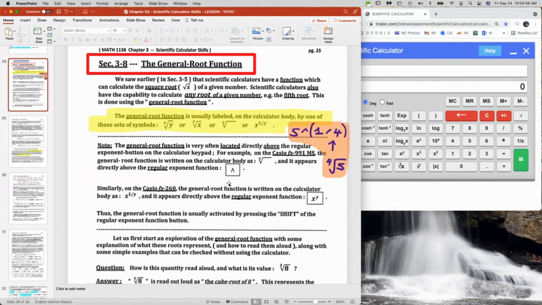Like you got to press the shift button or something. And you know the power button, like when you do x to the something, like 5 to the 2, over here maybe it looks like x to the y. You might have to hit shift and then hit that button after.